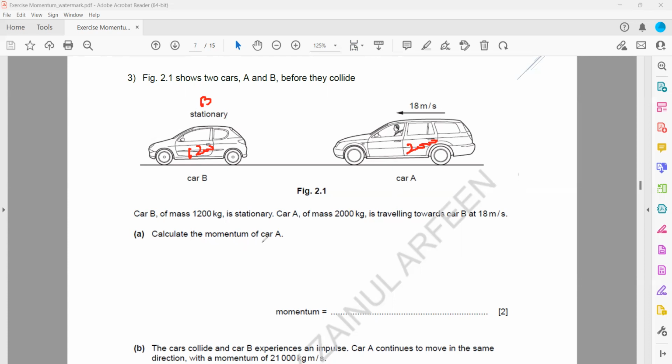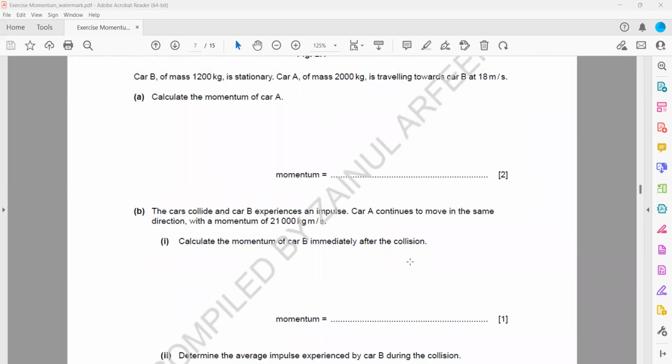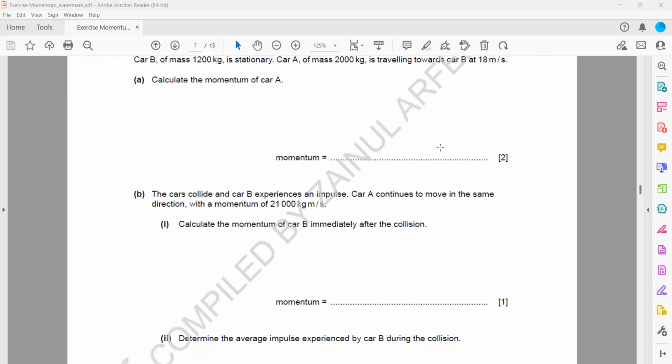It's moving. Momentum of A: what is the momentum of car A before the collision? 36,000, because the mass is 2000 multiplied by 18, so 36,000 Newton second or kilogram meter per second. I can write both. Then the cars collide and car B experiences the impulse. Car A continues to move with a momentum of 21,000. Calculate the momentum of B after the collision.